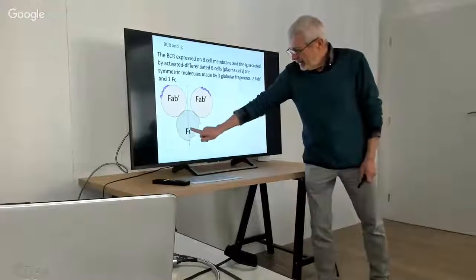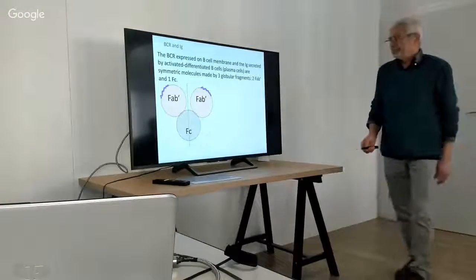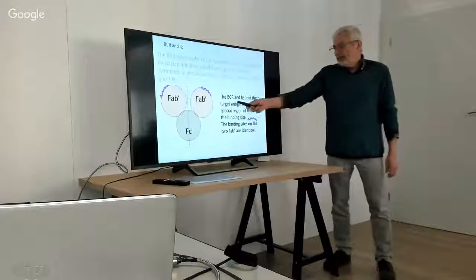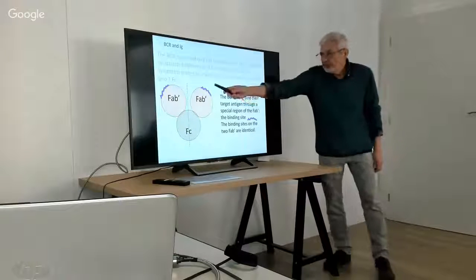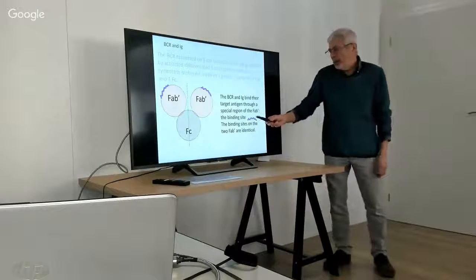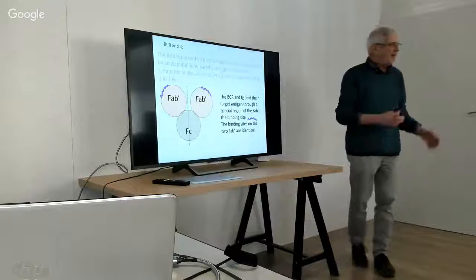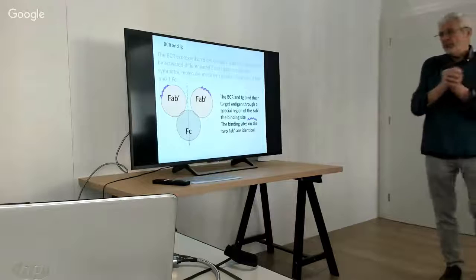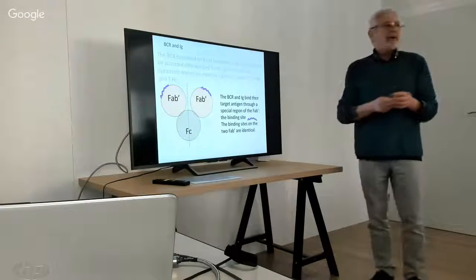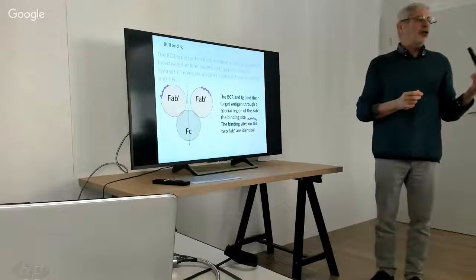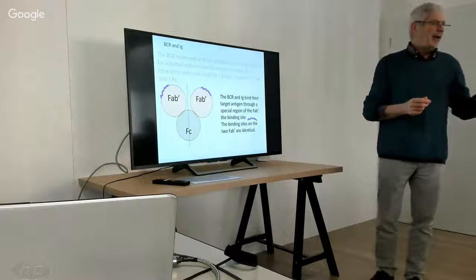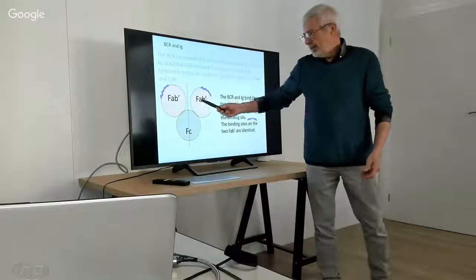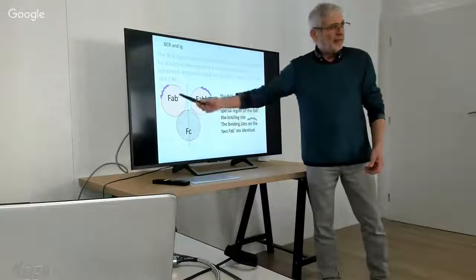So the BCR and immunoglobulin bind the target antigen through a special region, which I designed in purple, which is a binding site, the area in which the sequence of amino acids is different from one to the other. Initially, when immunologists discovered the immunoglobulin 100 years ago, they believed there was a fragment A, a fragment B, a fragment C, and this was the name.